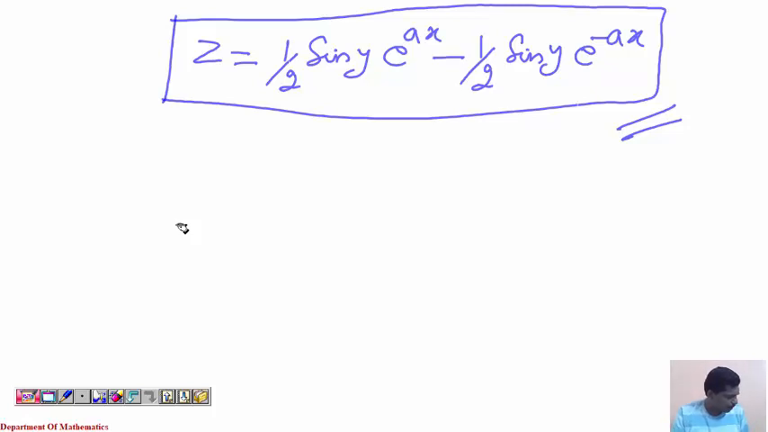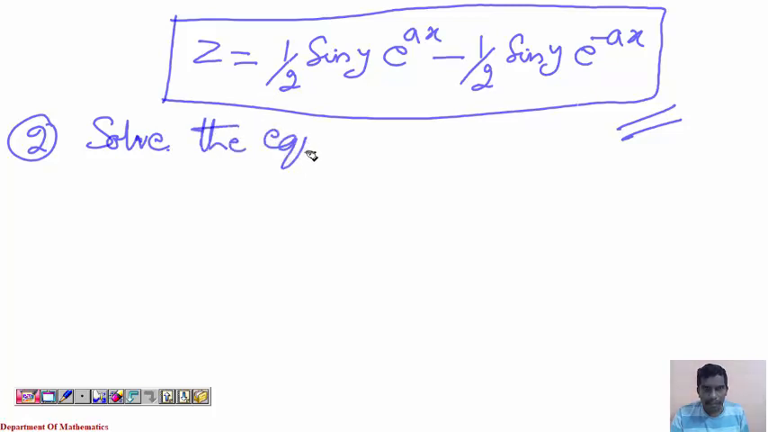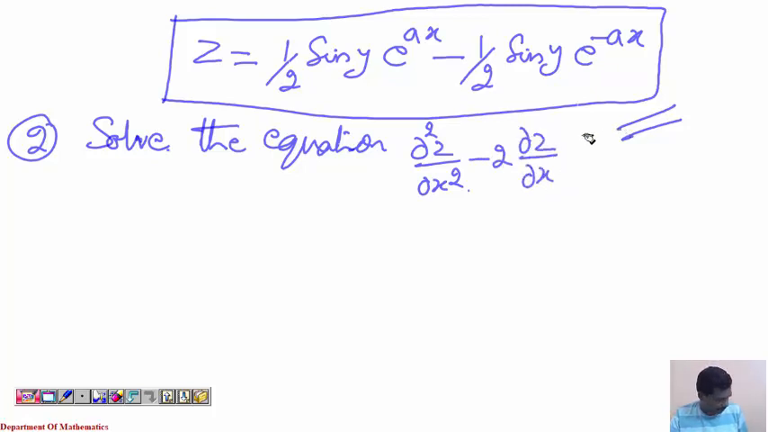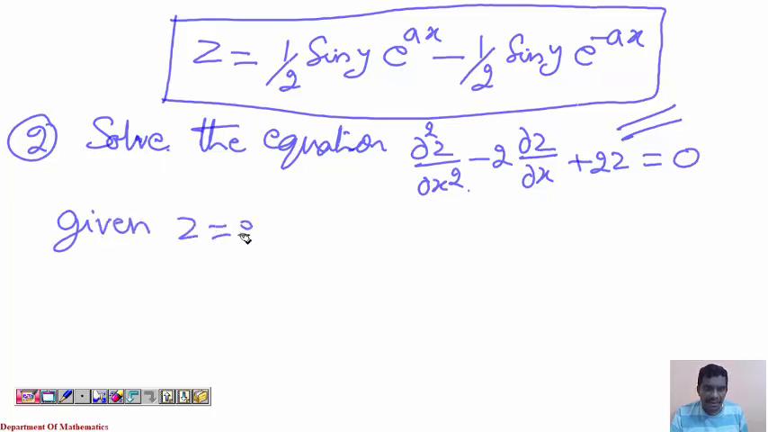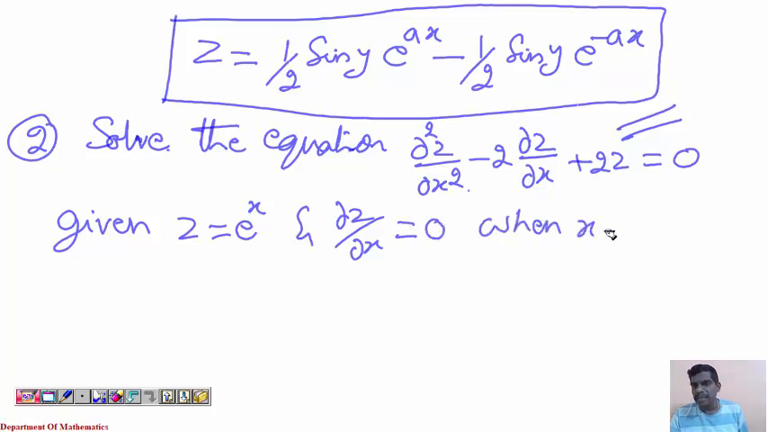Let us say, solve the second one: solve the equation ∂²z/∂x² minus 2 into ∂z/∂x plus 2z is equal to 0, given z is equal to e to the power of x and ∂z/∂x is equal to 0 when x is equal to 0. This is the same as the previous problem.